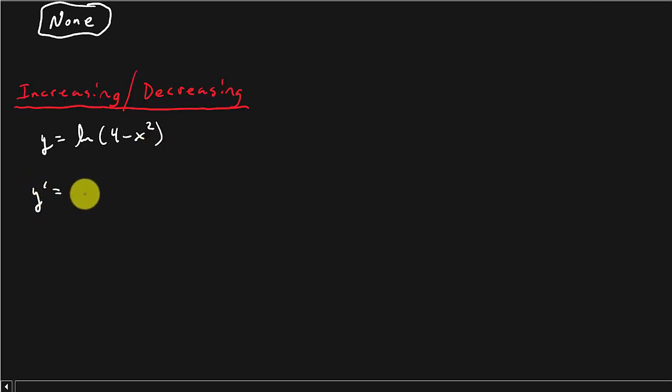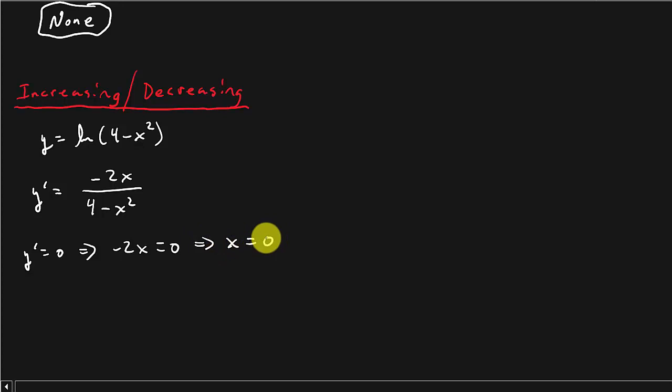So y prime is equal to, well, remember how to take the derivative of natural log. Whatever you're taking the natural log of goes in the denominator, and the derivative of that goes into the numerator. All right. So y prime is equal to 0 when -2x is equal to 0, which means x is 0. Because remember, a fraction is 0 when the numerator is 0. So let's do our number line. We've got 0 here, but we also need to plot in -2 and 2, right?